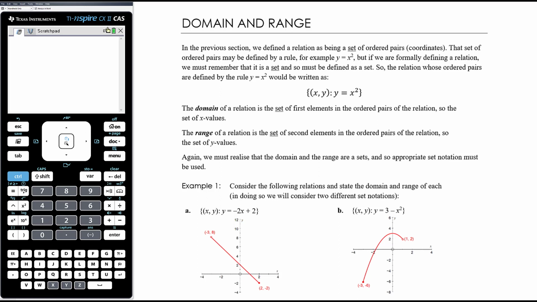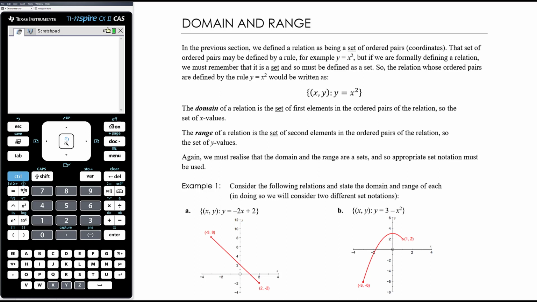implied domains. Okay, so in the previous section, we defined a relation as being a set of ordered pairs or coordinates. The other thing I should have said is that technically it's a set. So we need to actually use set notation when defining a relation. Often we don't, we shortcut, but technically it is a set of ordered pairs. It could be described using a rule, or it could be literally a list of points.